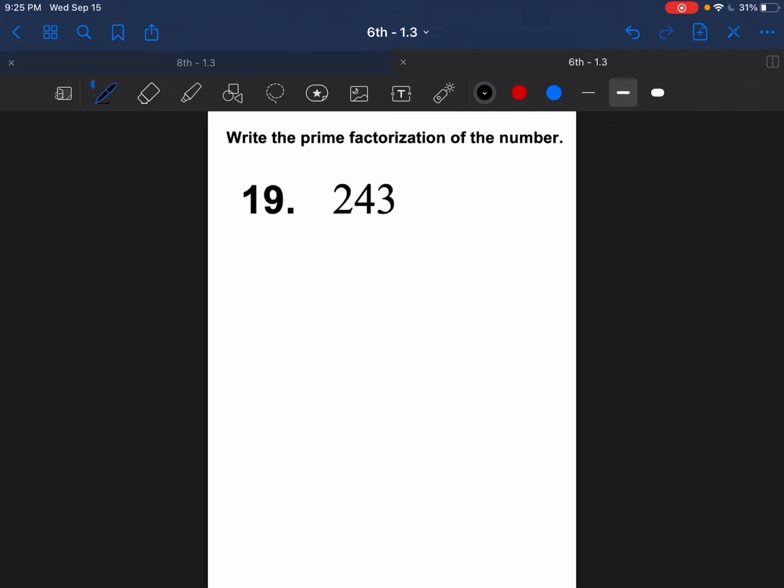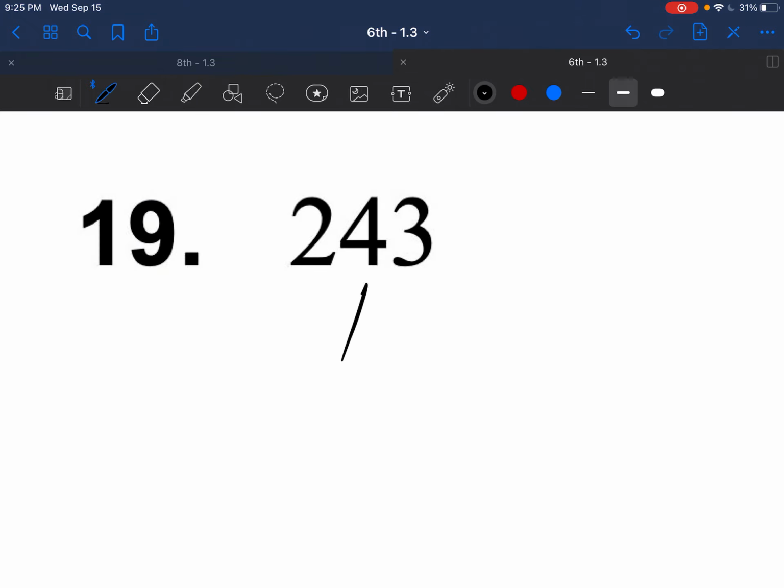Write the prime factorization of 243. Well, this is going to be hard because I'm trying to think what numbers go into 243. Well, 1 does, but we can't use 1. Does 2 go into 243? Well, it's not an even number, so it's not 2. It's not 5. It's not 10. I'm going to give you guys a little hint. It is going to be 3. But what number times 3?